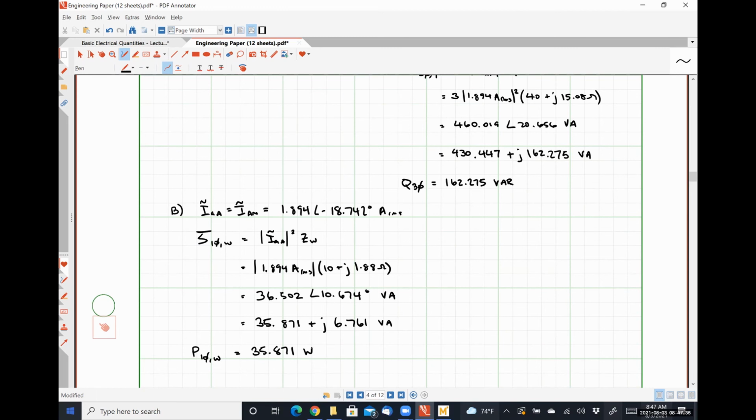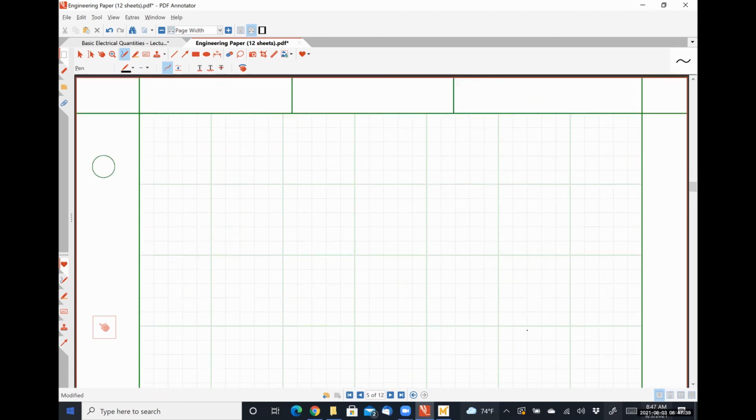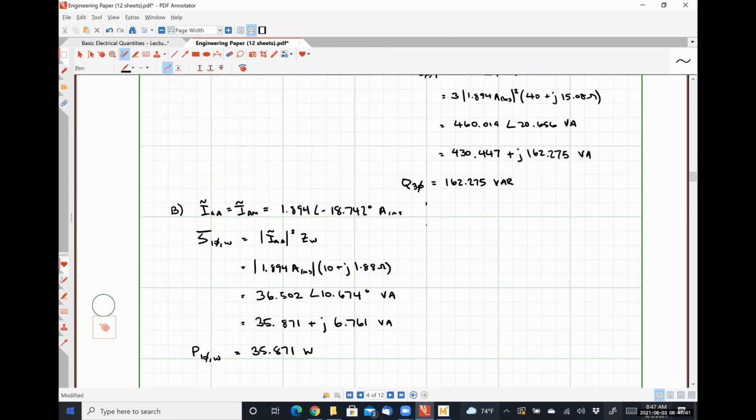All right. So I think I got enough room to tuck it in right here. What we want now is the power factor at which the source supplies power.